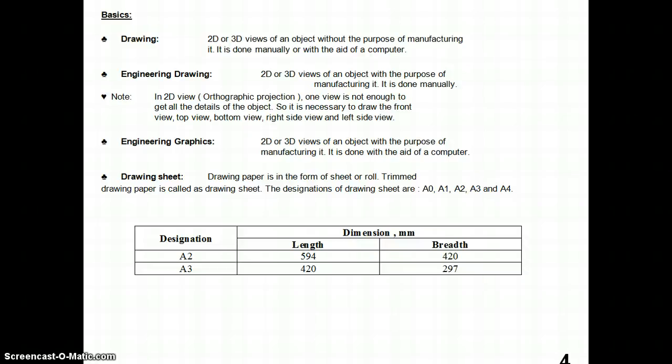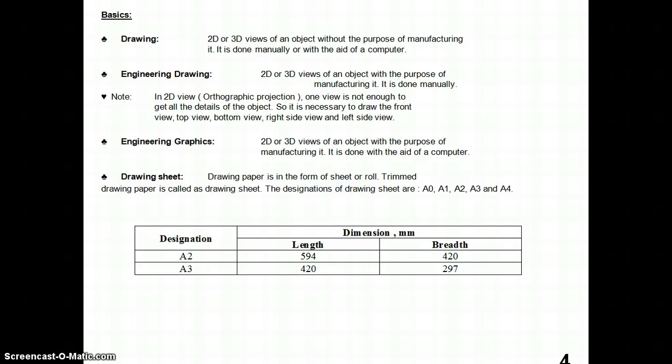Before that, drawing has 2D or 3D views of an object without the purpose of manufacturing it. It is done manually or with the aid of a computer. Engineering drawing has 2D or 3D views of an object with the purpose of manufacturing it. It is done manually. In 2D, one view is not enough to get all the details of the object, so it is necessary to draw the front view, top view, bottom view, right side view and left side view. Engineering graphics has 2D and 3D views of an object with the purpose of manufacturing it. It is done with the aid of a computer.